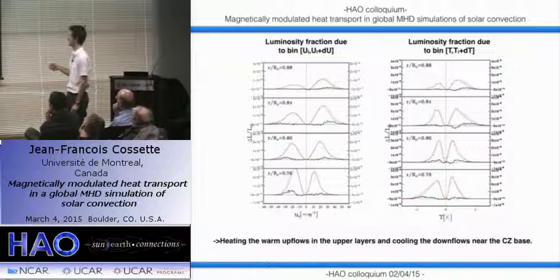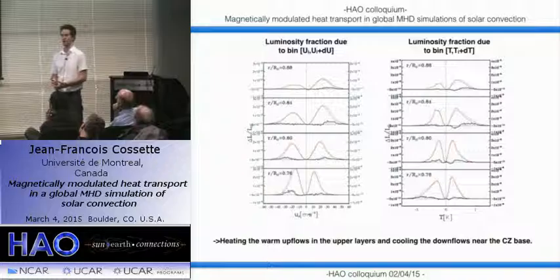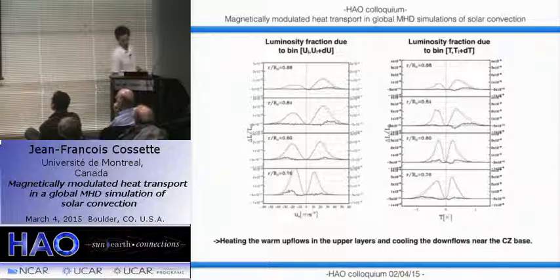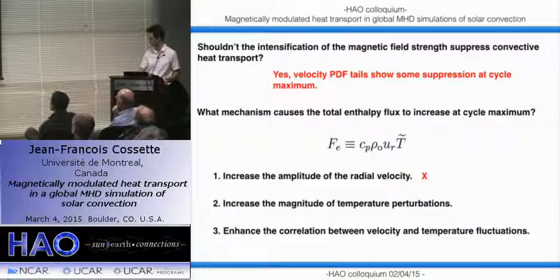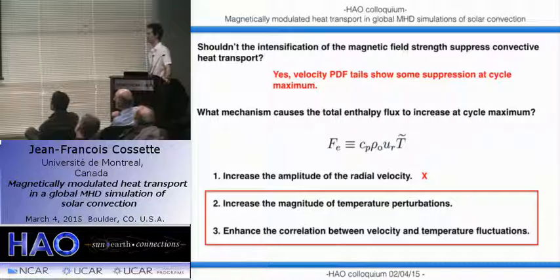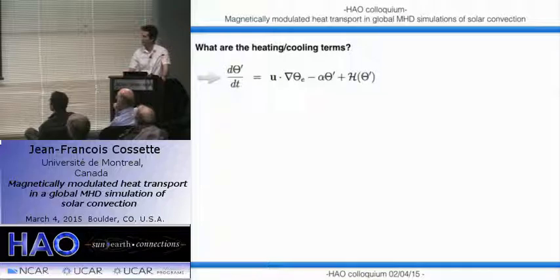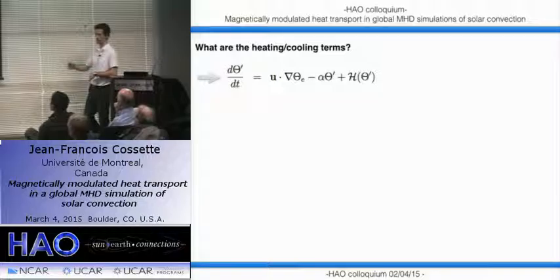The trick here is that the change in the flux distribution is really asymmetric, which means it must be caused rather by a temperature change, since the velocity PDF is symmetric. So yes, we do get a suppression of the velocity tails at the cycle maximum, but what those PDFs show is that the increase is either due to the increased magnitude of temperature perturbations or the correlation between both the velocity and temperature fluctuations.